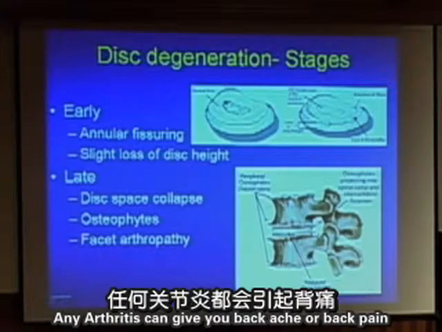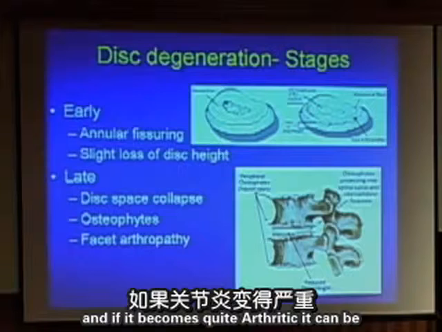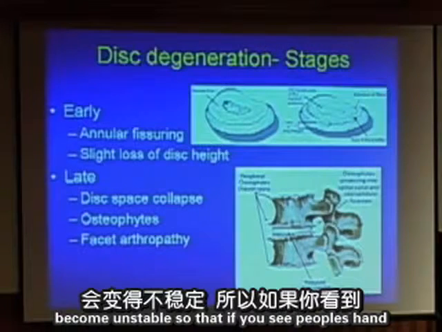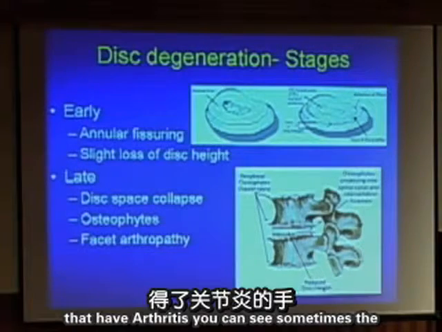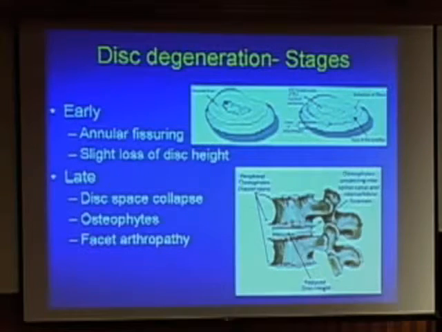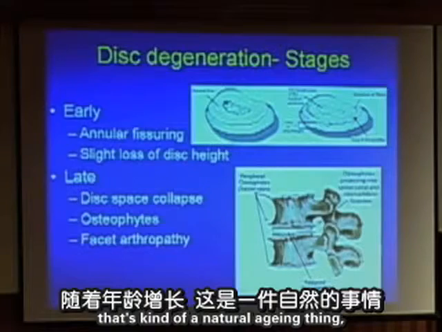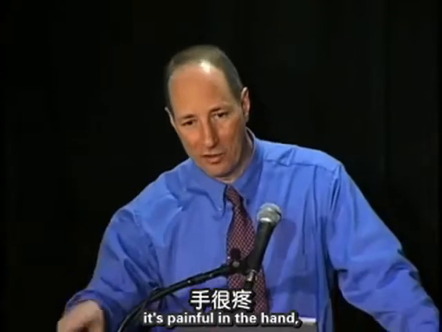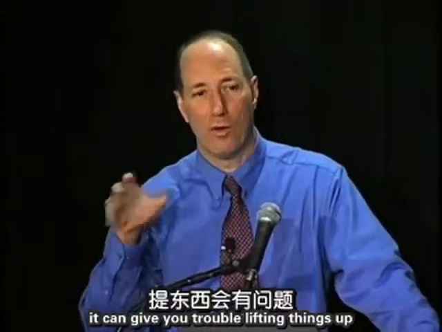And the arthritis can give you backache or back pain. And if it becomes quite arthritic, it can become unstable. So that if you see people's hands who have arthritis, you can see sometimes the joints are subluxated out. And that's kind of a natural aging thing. It's painful in the hand. It can give you trouble lifting things up. But you won't become paralyzed because your hand is deformed.